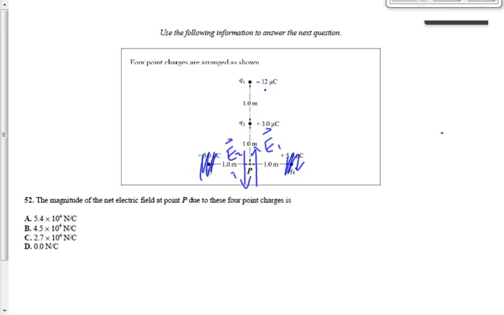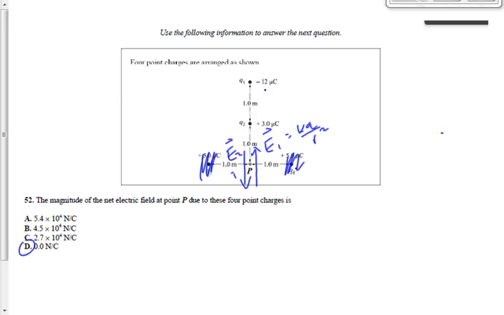Now, do we know if those two fields are the same? Well, the charges are different, the distances are different, so we don't know that those two fields are the same. If you actually calculate those two fields using kq over r squared, guess what you happen to find? They are the same. So they cancel each other out, and the field strength is therefore 0.